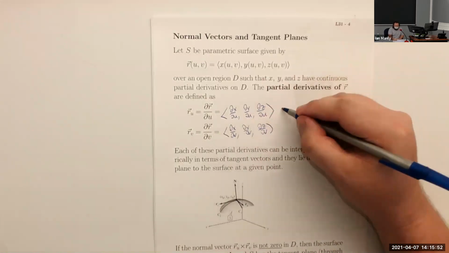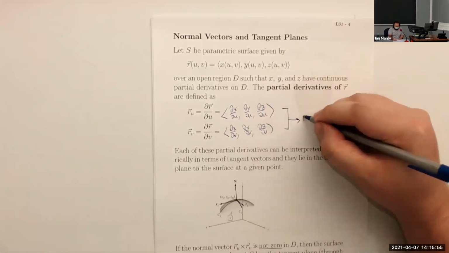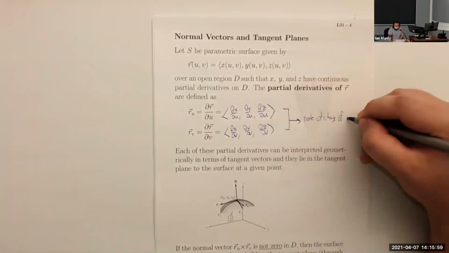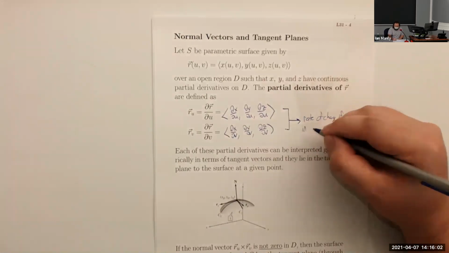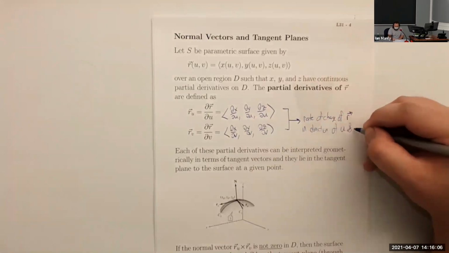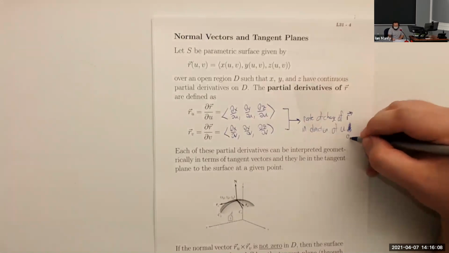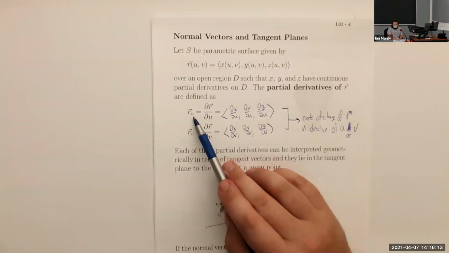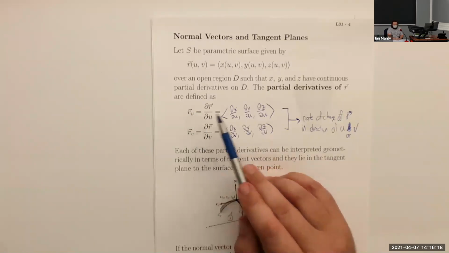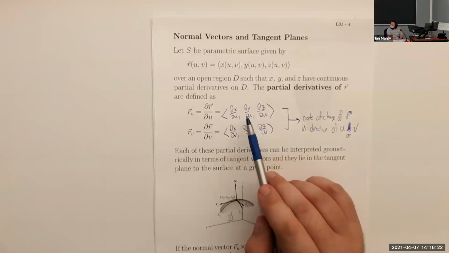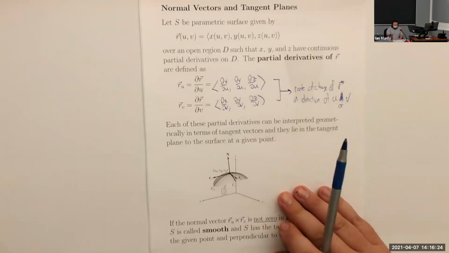Now, how do we interpret each one of these? You can imagine this is the rate of change of r, the vector, in the direction of u, or I should say v. For example, if we want to change what the u parameter is doing, that's definitely going to affect what our vector is pointing towards. So this will tell us how much that is going to move right here.